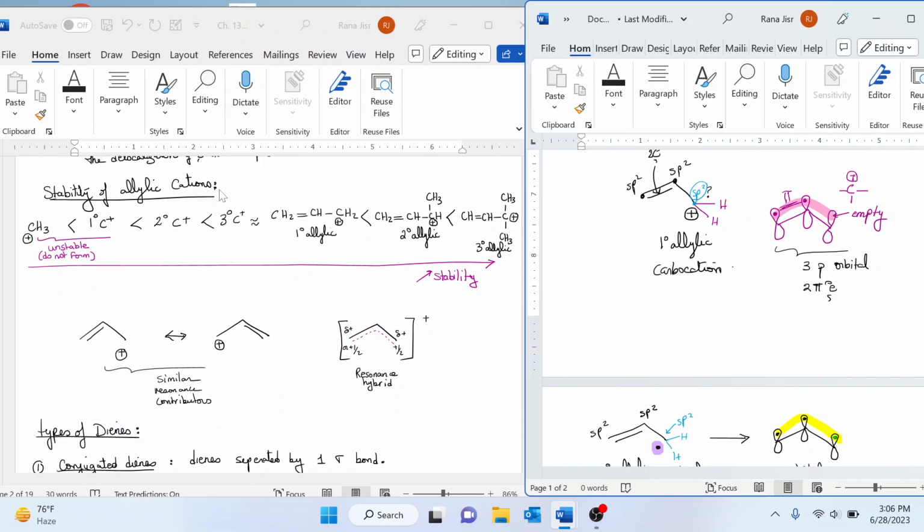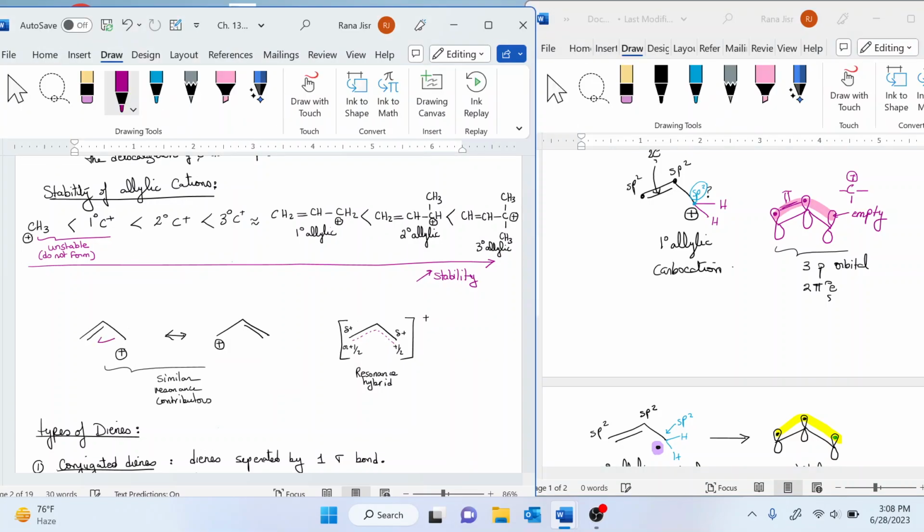In this chapter, we will consider allylic cations. This is the stability trend, which shows that allylic carbocations are more stable than the regular carbocations. Primary allylic is slightly less stable than secondary allylic, which is less stable than tertiary allylic. All the allylic carbocations do form, and the reason is resonance, where electrons can move between p orbitals.